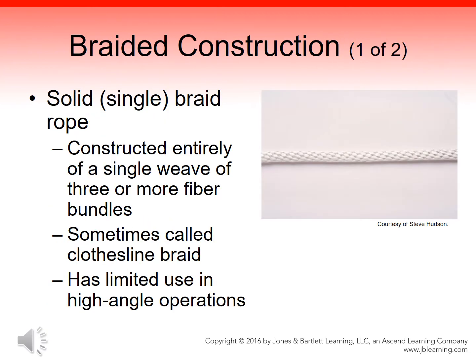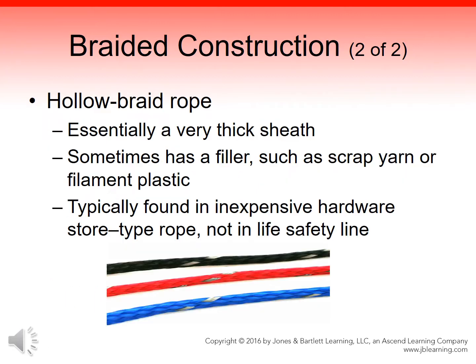Braided construction. You have solid single braid rope, which is constructed entirely of a single weave of 3 or more fiber bundles. It's sometimes called a clothesline braid, and has limited use in high-angle operations. And then hollow braid rope, essentially a very thick sheath, sometimes has a filler such as a scrap yarn or filament plastic. These are typically found in inexpensive hardware store type rope, not in life safety line.